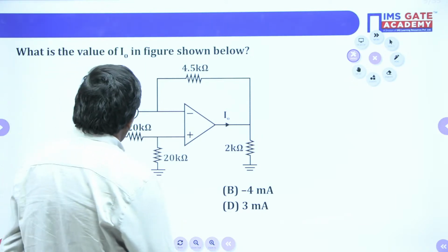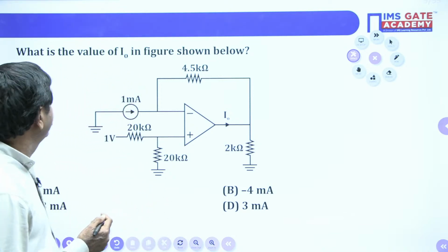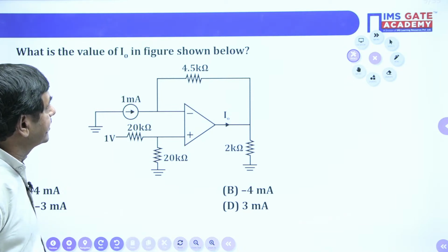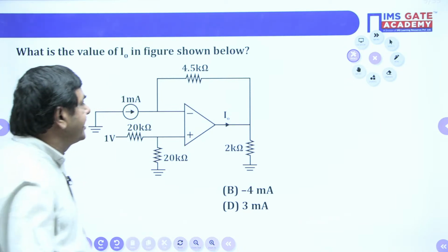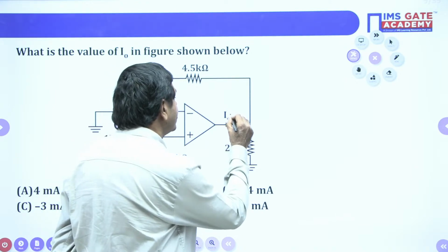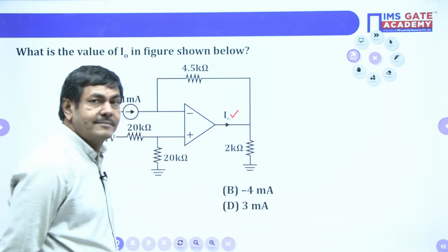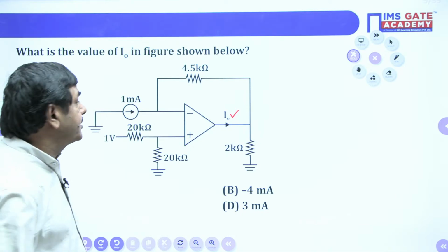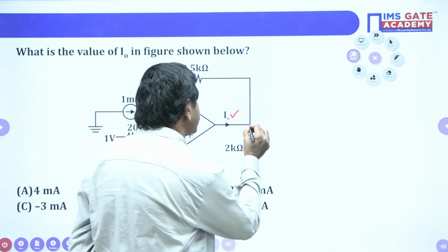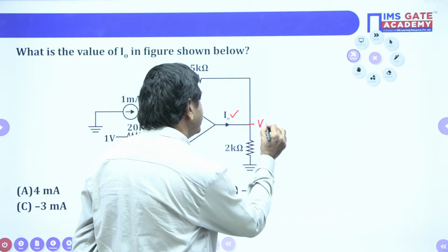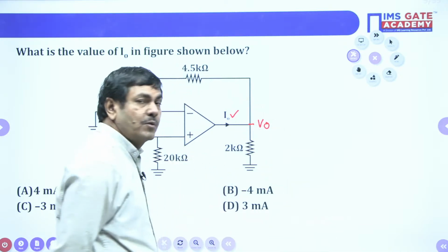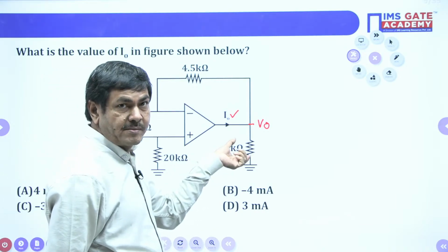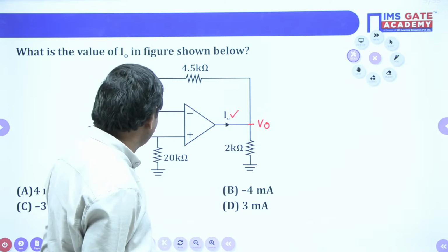Now, in this case, how I can get the value? What is the question given here now? What is the value of I naught in figure shown below? It is asking to measure this current, how much? This current is required. I naught is a must. But I want to make an assumption. This voltage is nothing but V naught itself. This voltage is to be taken as V naught only now. I can say V naught is nothing but voltage across 2 kilo ohms. Across 2 kilo ohms, I can say here now.